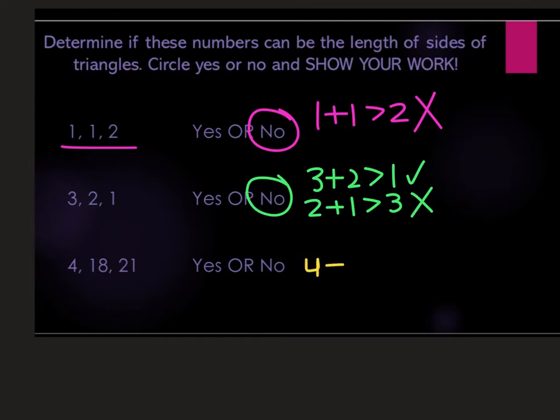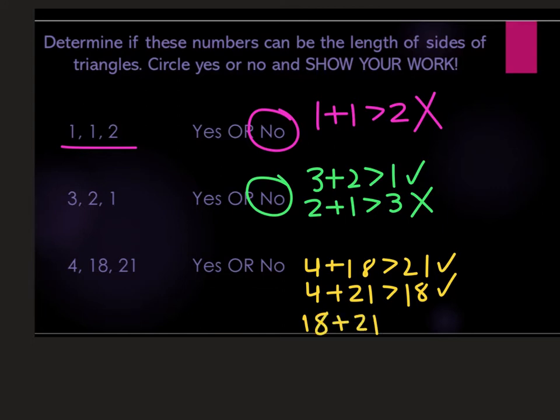Then last but not least, at the bottom, we have 4, 18, and 21. So 4 plus 18 has to be greater than 21. 4 plus 18 is 22. 22 is greater than 21, so we're good. Next, let's do 4 plus 21 has to be greater than 18. 4 plus 21 is 25. 25 is greater than 18. And then last but not least, this one should be easy. 18 plus 21 has to be greater than 4. 18 plus 21 is 39. 39 is greater than 4. So it passed all three. That means this is a yes. Those three side lengths could make a triangle.